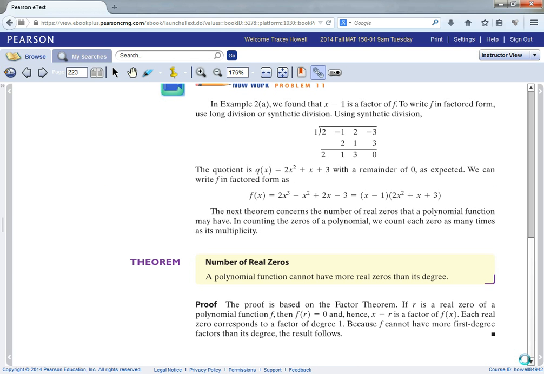It's not going to be something that factors the way we're used to, and we have to find all of the zeros. So it's really cool if we can look at the degree and say, oh yeah, the degree is 5 or the degree is 4. So you know how many answers you're looking for.